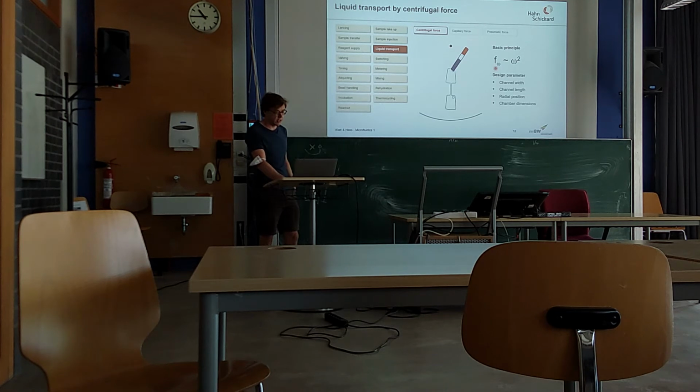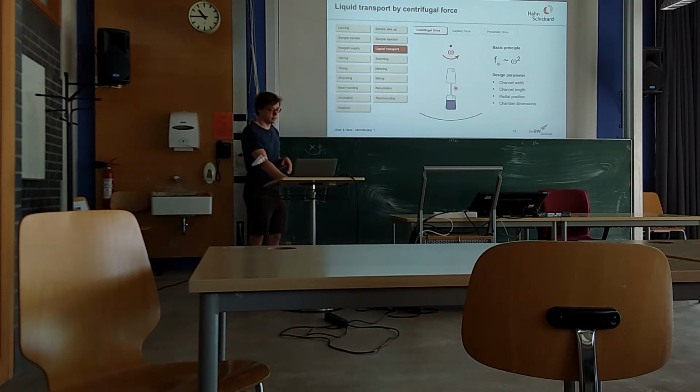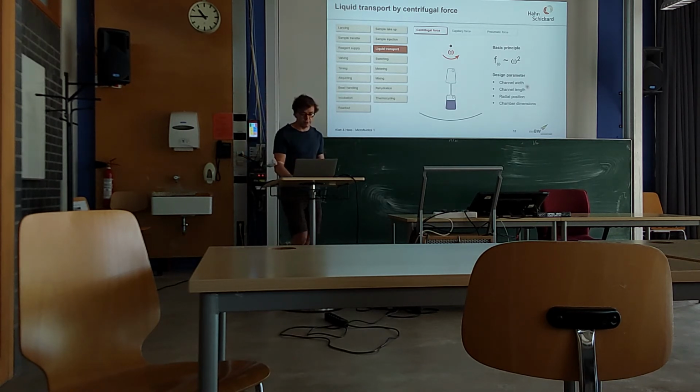So in principle, you just add a liquid, you then start rotating, and the liquid gets spun out in a radial outward direction. For this transport, you have to consider your channel dimensions, because once again, you have the resistance coming from the drag forces. The radial position is important as well, as we have seen in the pressure derivation.